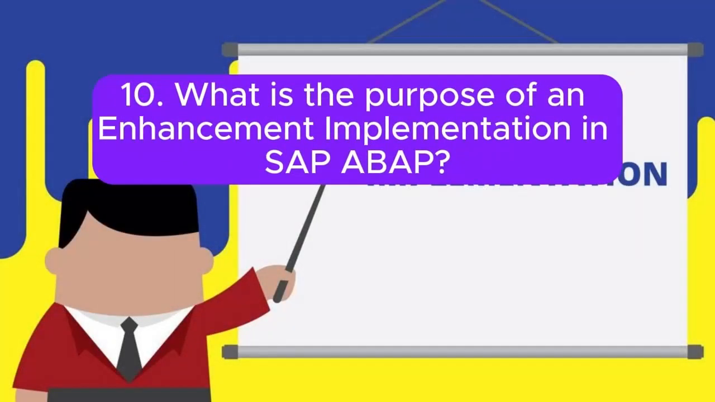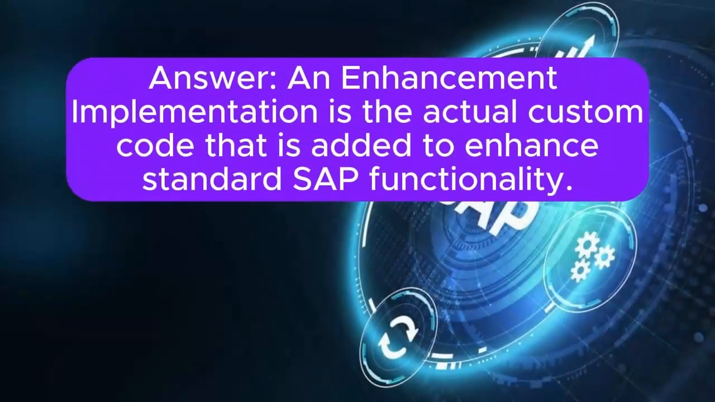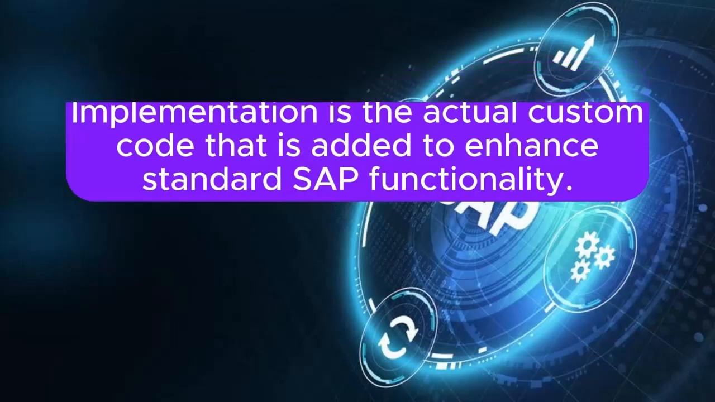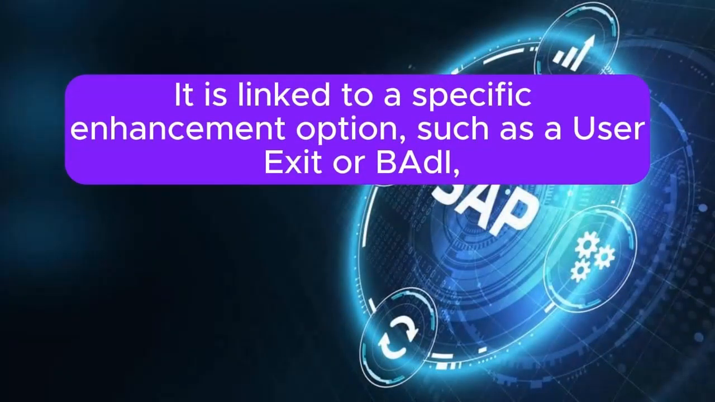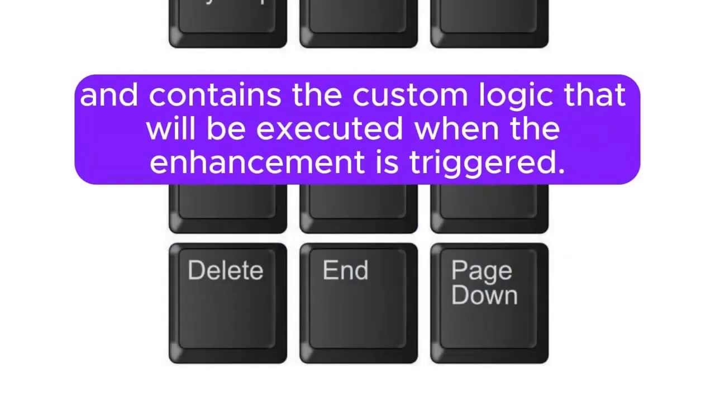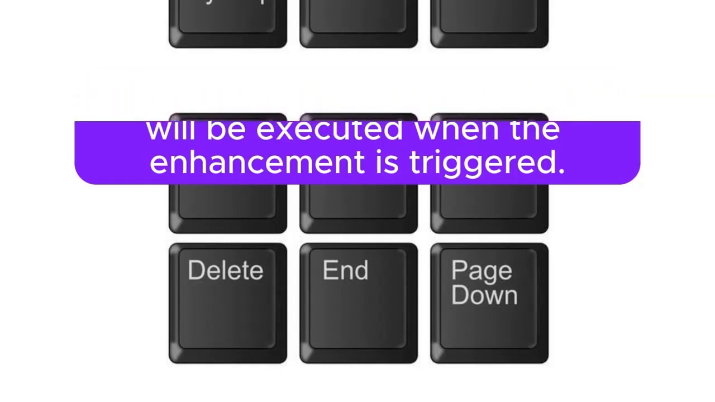10. What is the purpose of an enhancement implementation in SAP ABAP? Answer: an enhancement implementation is the actual custom code that is added to enhance standard SAP functionality. It is linked to a specific enhancement option, such as a user exit or BADI, and contains the custom logic that will be executed when the enhancement is triggered.